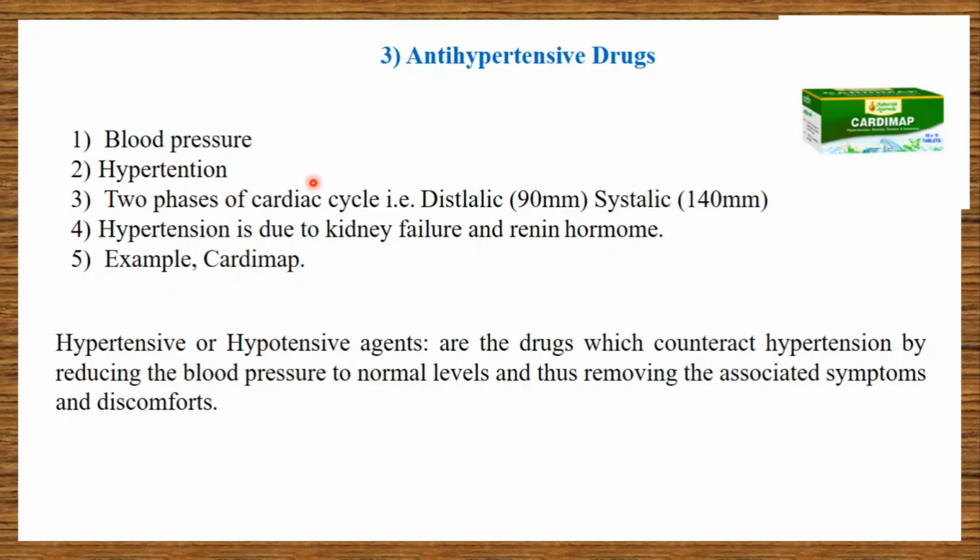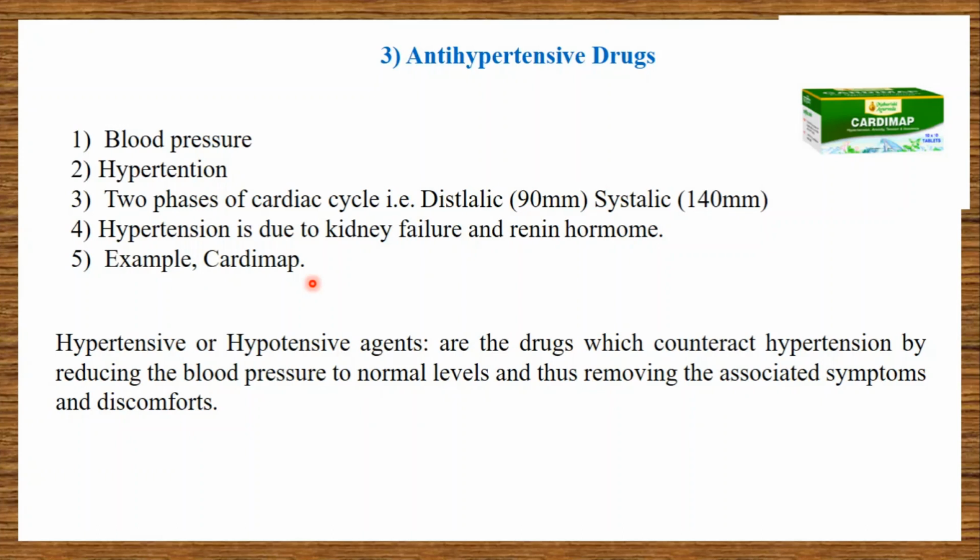Blood pressure is due to the pumping of blood by the heart through the blood vessels. The arterial blood pressure depends on cardiac output, total blood volume, viscosity of blood, elasticity of arteries, and peripheral vascular resistance to the flow of blood. These are the factors on which the arterial blood pressure depends.